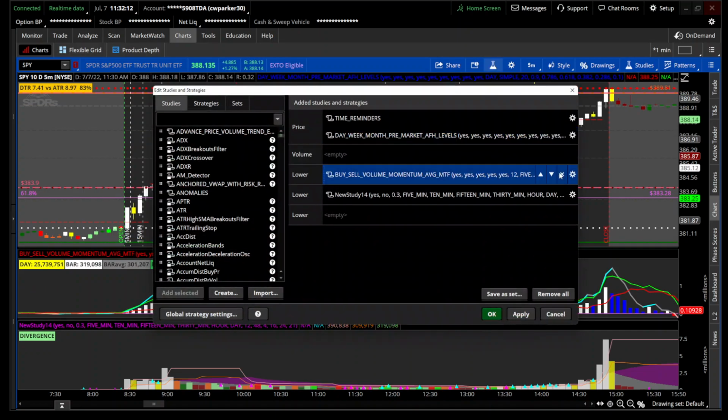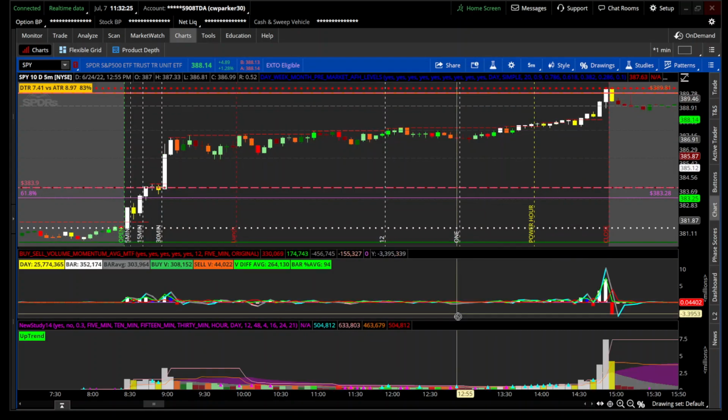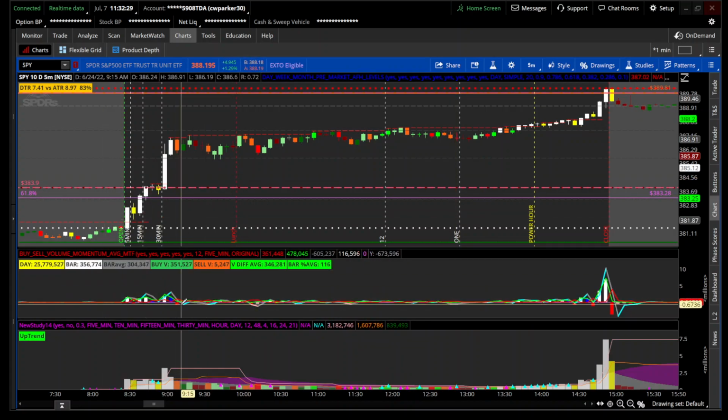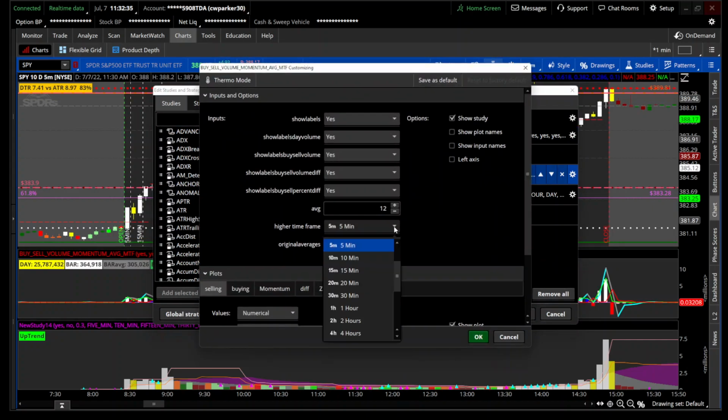And let's go into the indicator itself, and you can see how you can get rid of all the labels, and you can change the average, and you can change the multi-time frames, or you can actually put it back on the original, which you can see is not very effective on the time period that you're looking at. But if you push this up to a higher time frame, it will be a lot more effective.